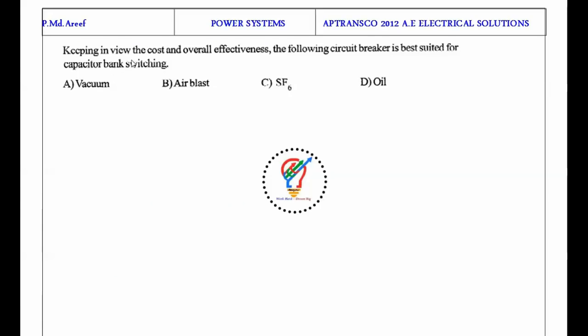The next question is: keeping in view the cost and overall effectiveness, which of the following circuit breakers is best suited for capacitor bank switching, where we have the current chopping phenomenon? For that, the best suited circuit breaker is the air blast circuit breaker.